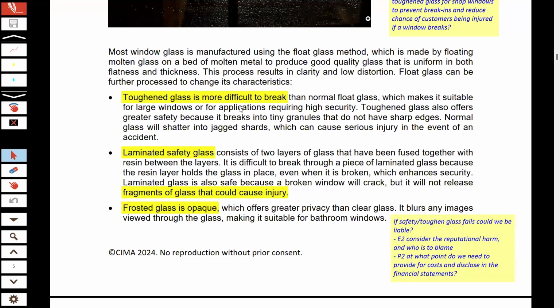So toughened glass is about safety, and also about security, less easy to break than non-toughened glass.